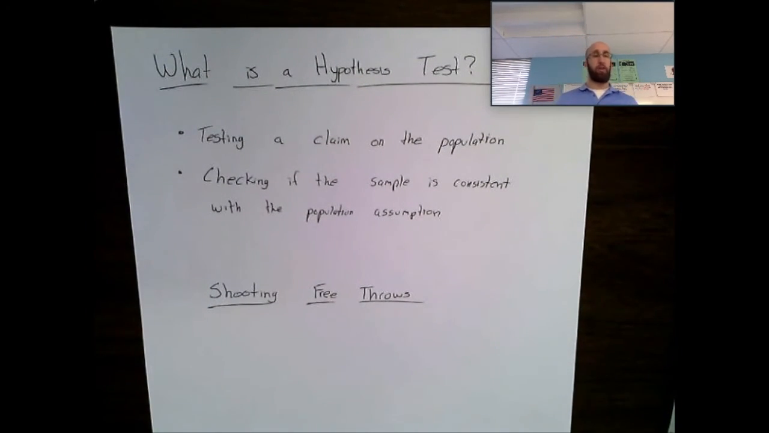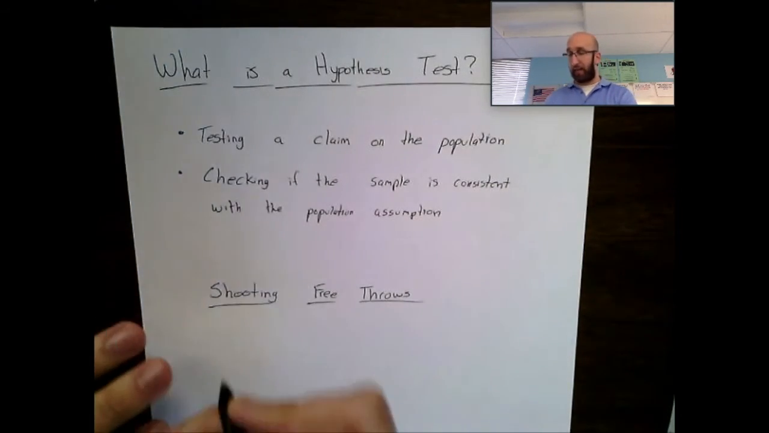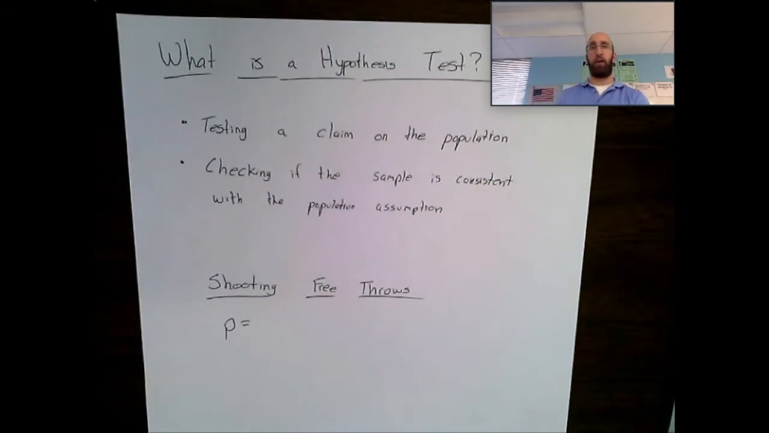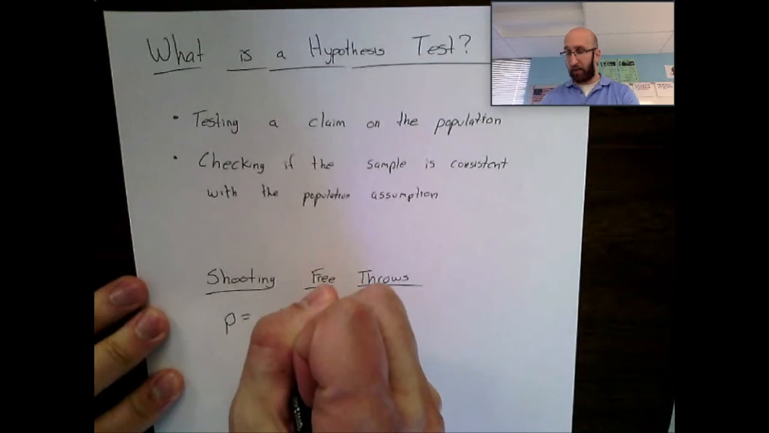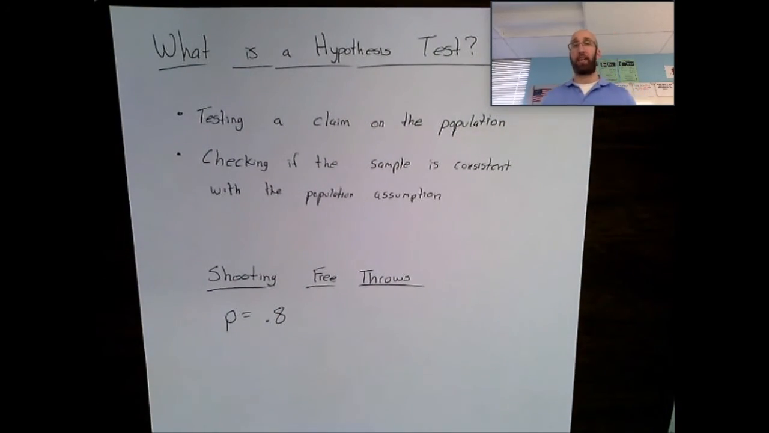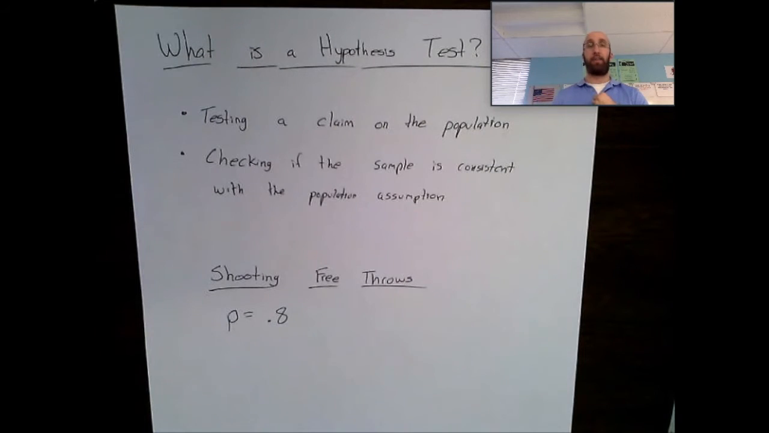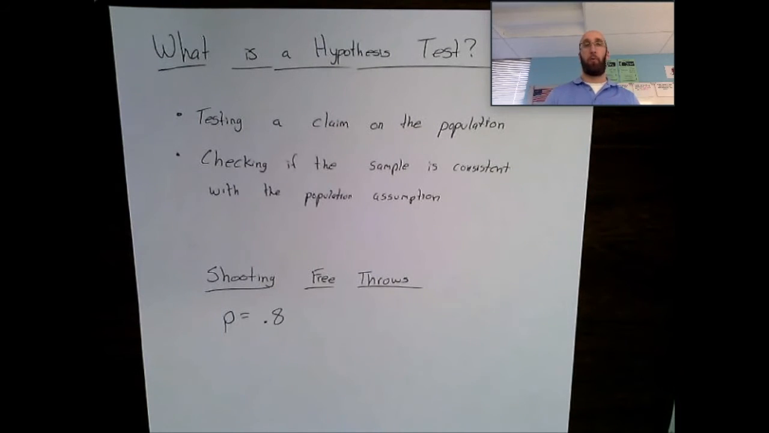Shooting free throws is an excellent example for drawing this out. Let's claim I'm a basketball player, and we're going to go to the gym and shoot free throws. You know, go to the line, shoot buckets. I claim that in my career, the proportion of free throws I can make is, we'll say 80%, 0.8. That is the claim on the population. I claim I'm an 80% free throw shooter. So we're going to go out and collect a sample and see, is that sample essentially consistent with my claim on the population?